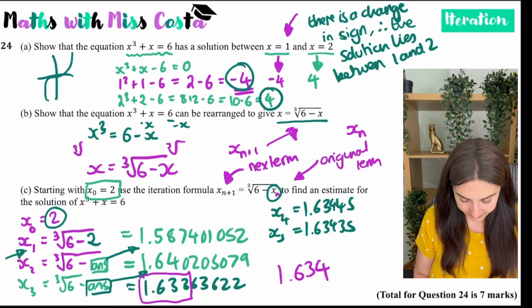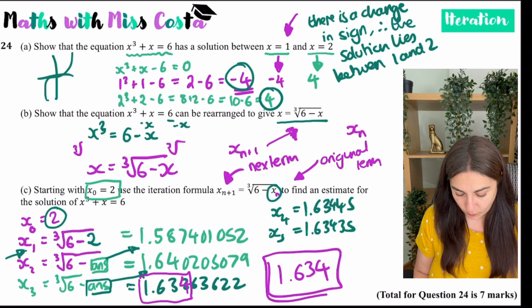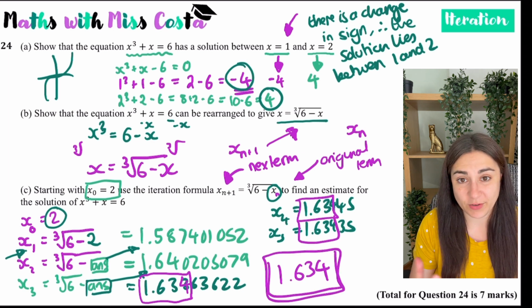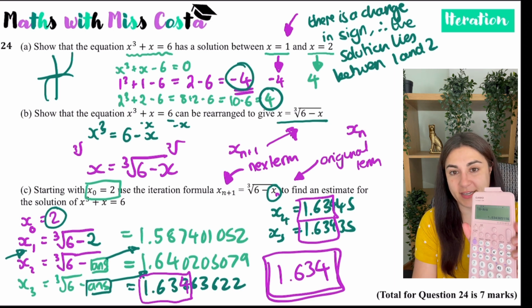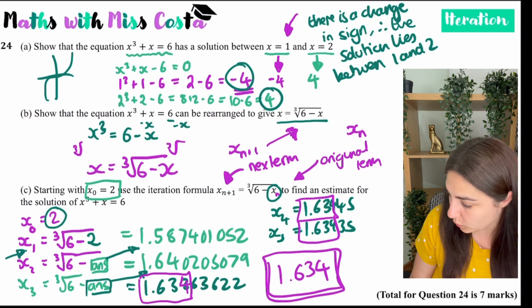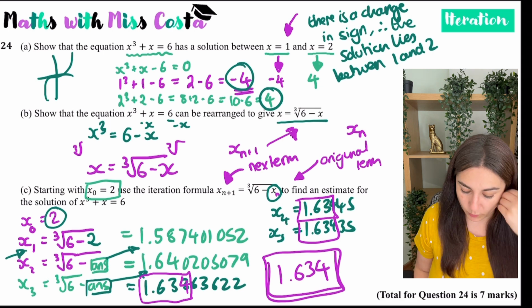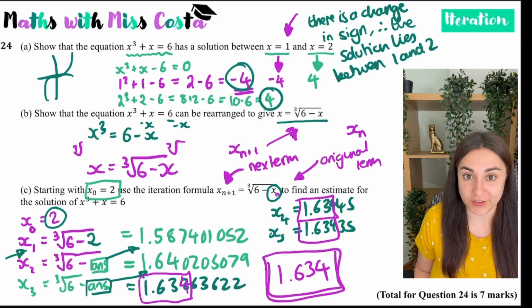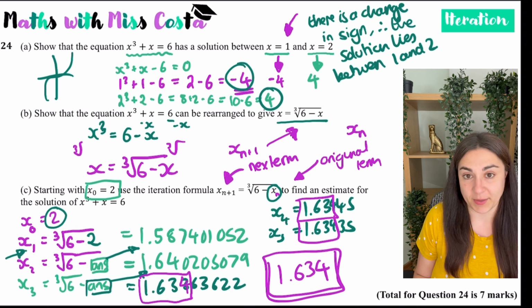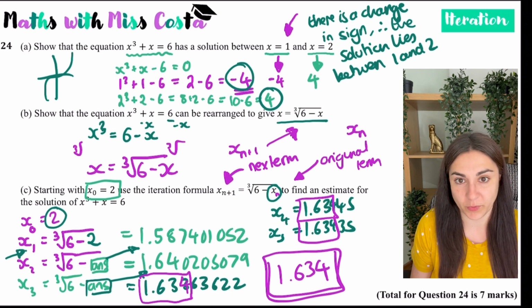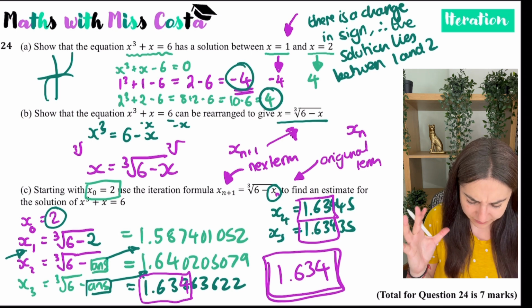So with the 4th and the 5th term, actually even this would round to 1.634. So essentially, when you've got 2 or 3 terms that round to the same thing, you know you're done. But if you kept on pressing equals, you get closer and closer to the value. So that is what we do if they haven't told us how many times to use the iteration formula. We'll just keep on doing it until we see at least 2 of the decimal points would round to the same point.